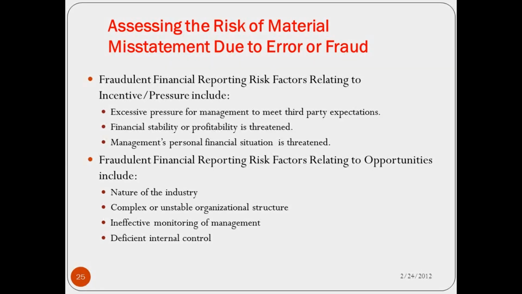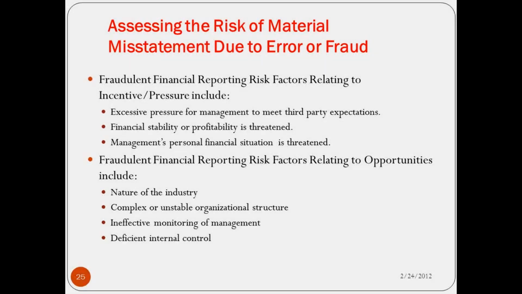So fraudulent reporting risk factors relating to incentive and pressure include things like excessive pressure from management to meet third-party expectations. Think about some of these things, you're collecting this information as you're going through understanding the client's business, assessing management's integrity. So if management has high expectations of their employees to meet earnings forecasts. So the analysts have forecasted EPS of X dollars, and we have to meet that at all costs. We've released information about our projected net income or revenue for the year. We have to meet that. I don't care what you do, we have to come to that number.